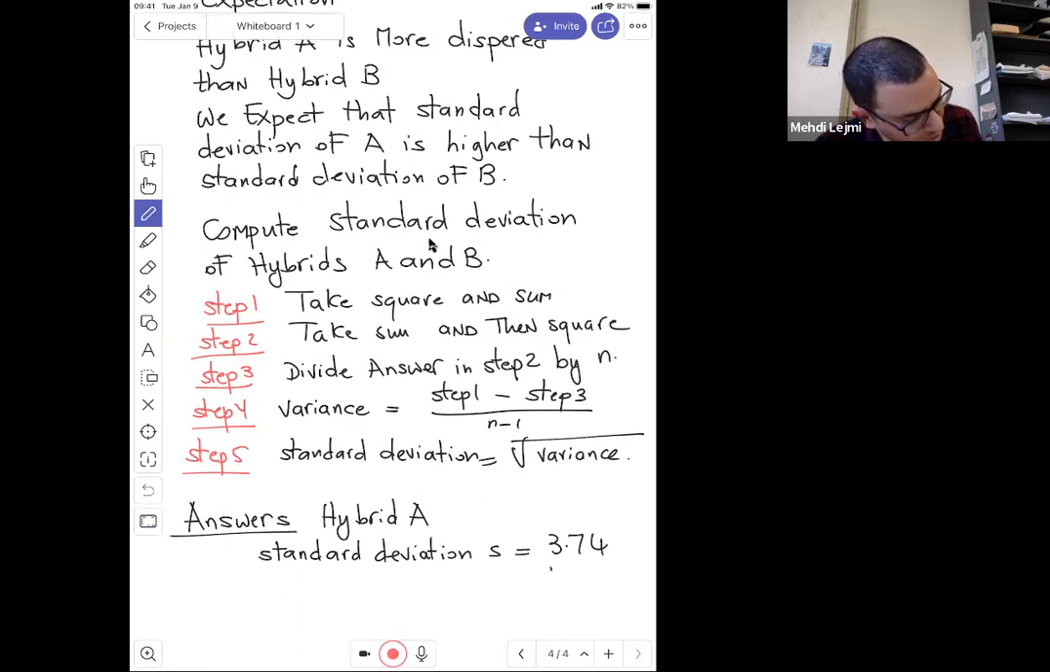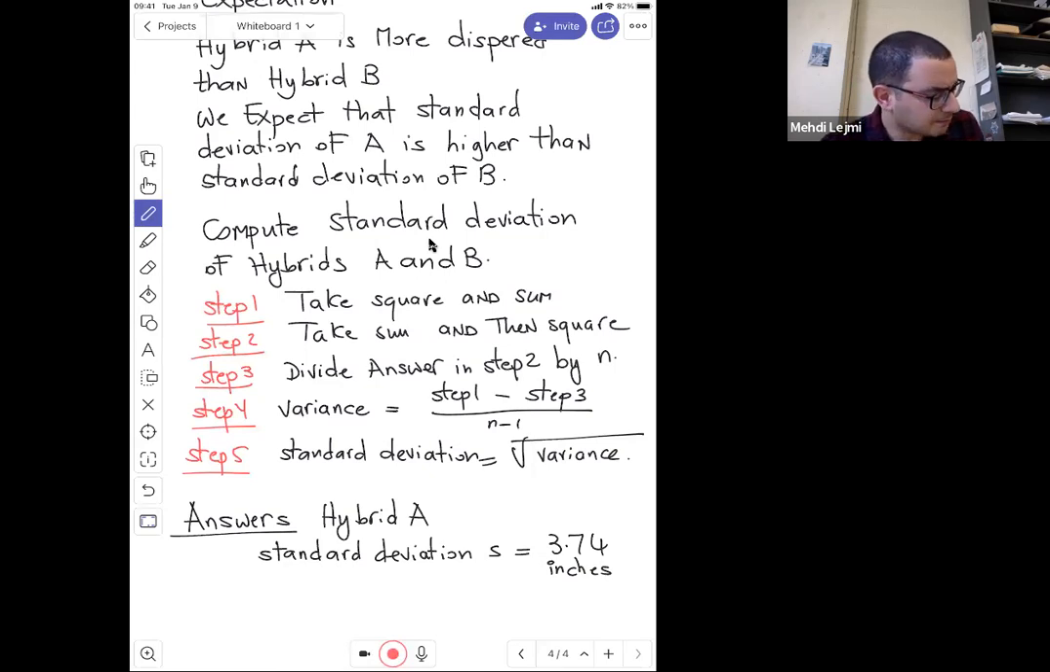S should be equal to 3.74 inches. Oh yeah, by the way, guys, I forgot to say this, but your standard deviation has the same unit as your data values, right? Like here, you have the flower diameters in inches, so the unit is inches. So the standard deviation here is 3.74 inches.